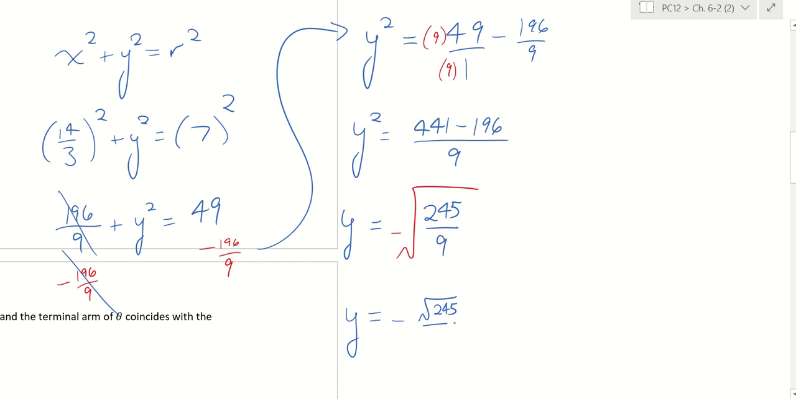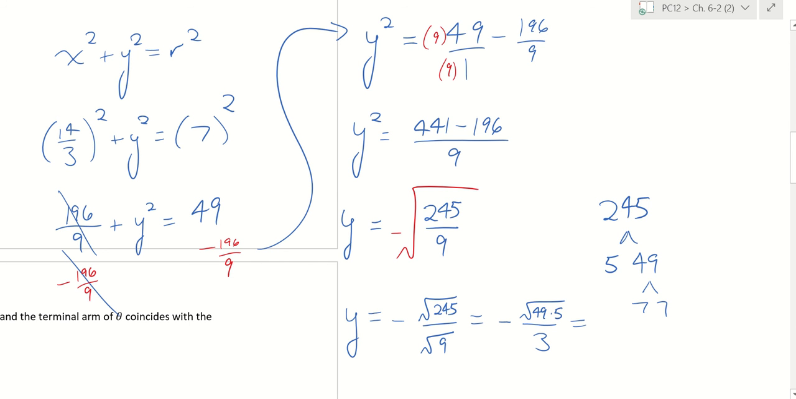This will just be the square root of 245 over the square root of 9. We know that square root of 9 is really just 3, so it's going to be over 3. And 245, we're going to have to do a little factor tree here. We can divide by 5 if we like. If we divide by 5, what are we going to have? 49. Hey, and then 49 is a perfect square. So this is really just going to be the square root of 49 times 5.